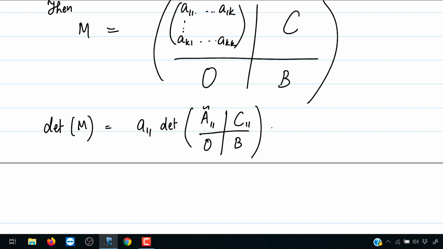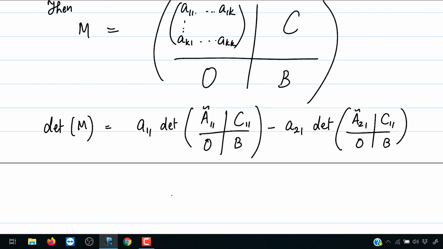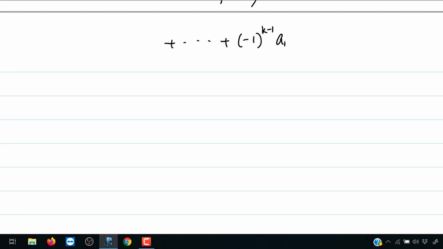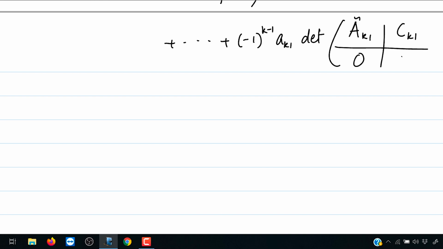Okay, how about the second entry? It will be minus A21 times the determinant of A21 tilde, and so on. And what will be the final term? This will be minus 1 to the power k plus 1 times, keep it there, AK1 times the determinant of AK1 tilde. There's a 0 entry here, and then there is the B, which is remaining untouched.